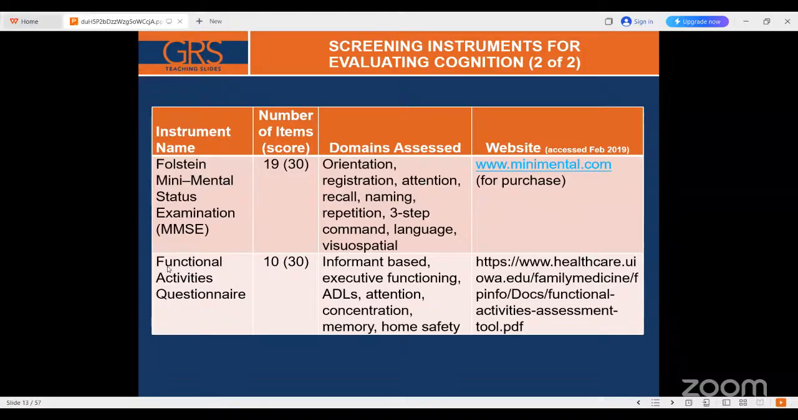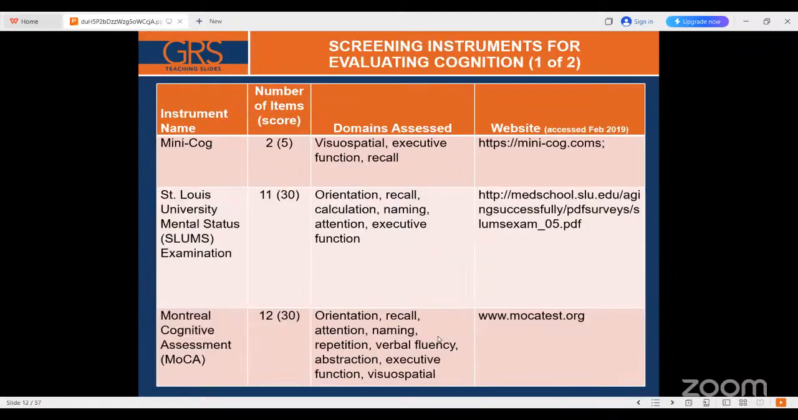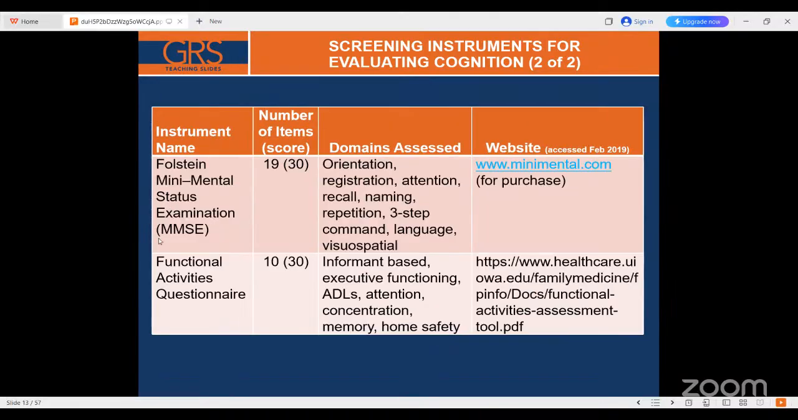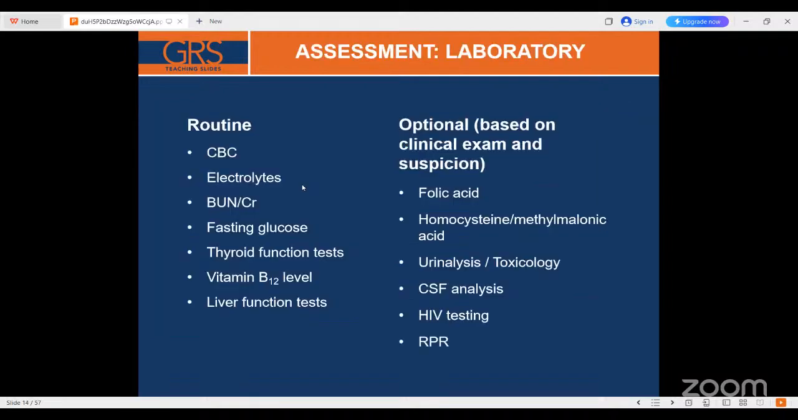Then we have the Functional Activities Questionnaire. It has 10 items and a score out of 30. It assesses informant-based executive function, ADL, attention, concentration, memory, and home safety. These are the main uses, but the most commonly used, I think, is MMSE, and it is scored out of 30 with less than 24 indicating severe cognitive impairment.